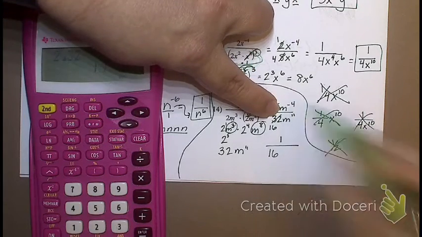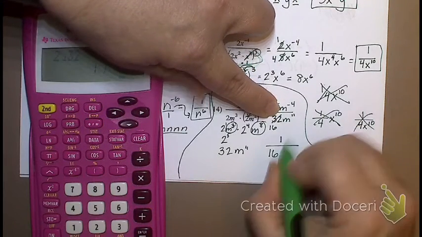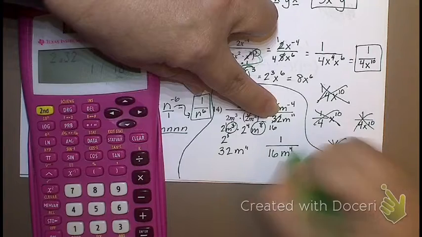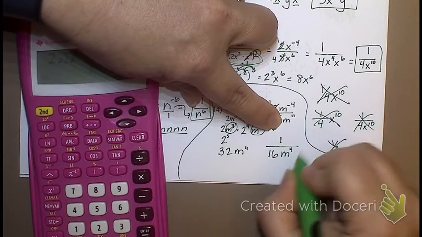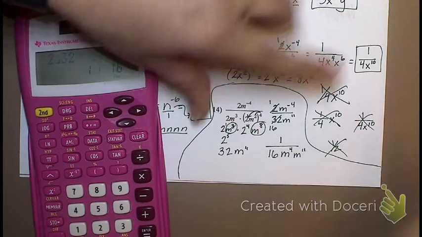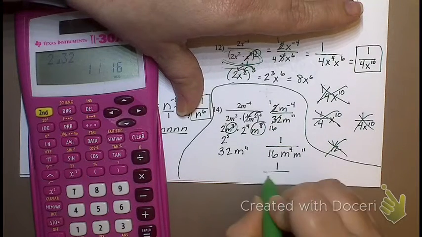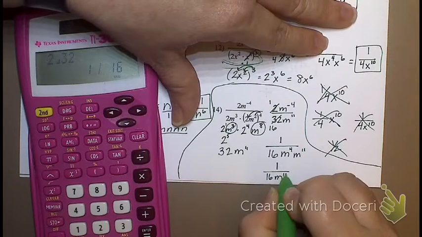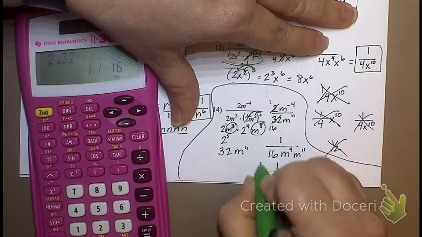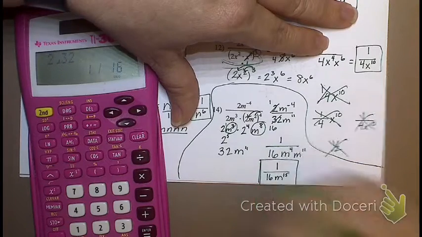Does the m to the negative 4th stay on the top? No. Move to the bottom, becomes positive. M to the 11th, stay on the bottom or move to the top? Same. Okay, so I think I'm ready for my final answer. 1 over 16, m to the what? 15th. And that's what my final answer should look like.